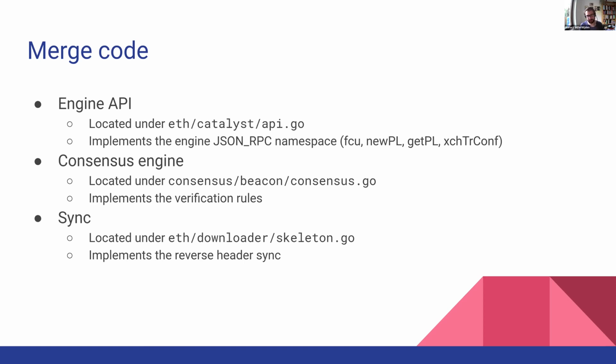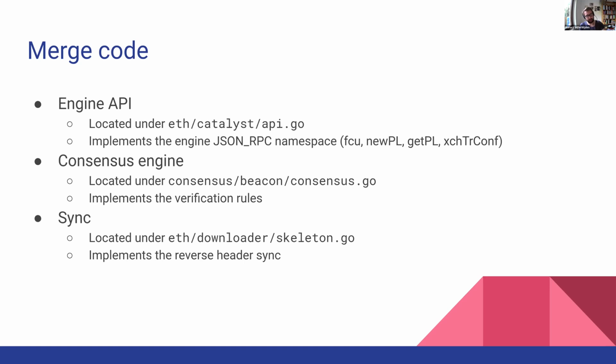The name Catalyst was historically grown because Guillaume did the first implementation of this and called it Catalyst. And we kind of still have the name for the package. And the consensus engine is located under consensus/beacon/consensus.go. This implements the verification rules.